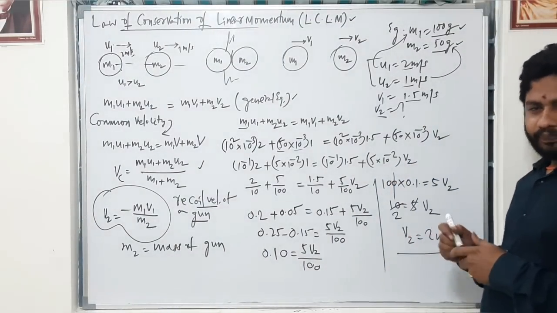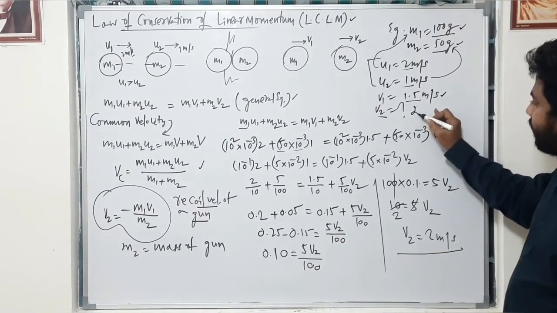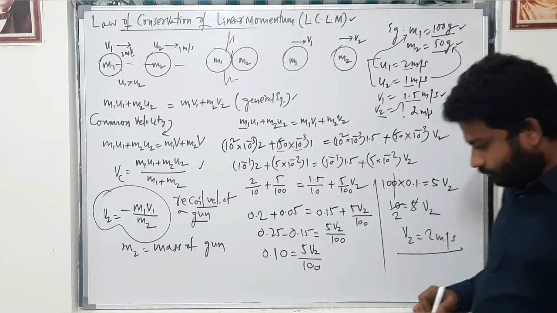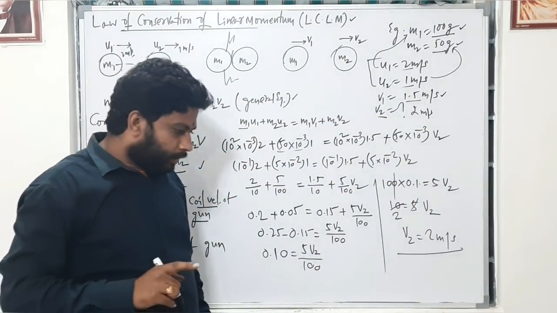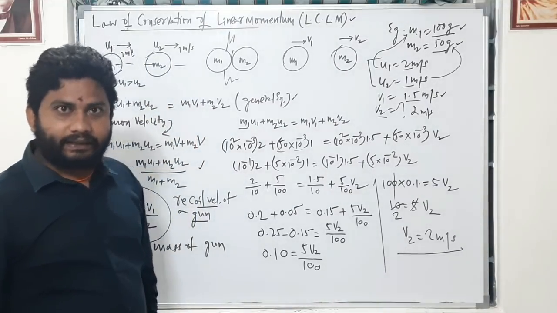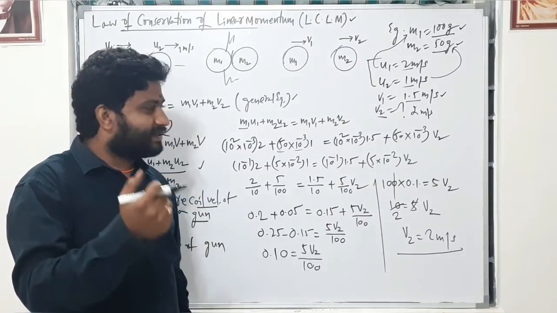V1 is how much? 1.5 meters per second. V2, how much have we got? 2 meters per second. One more point I would like to tell you, just for your better understanding. This is an advanced topic. Listen.